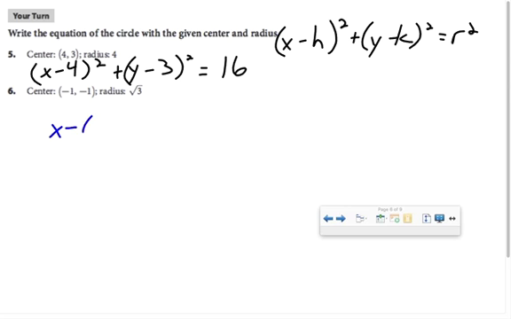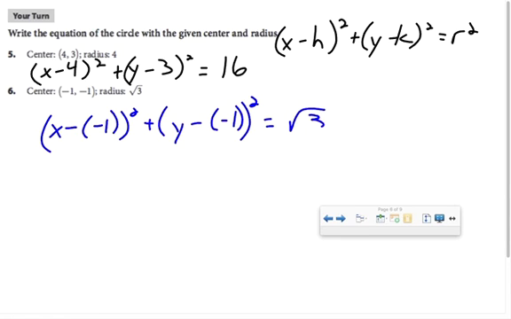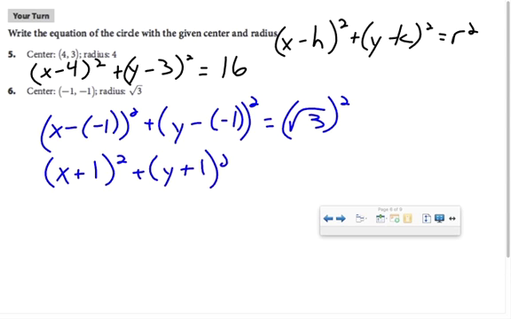Part B, I have (x - (-1))² + (y - (-1))² = (√3)². Cleaning this up, I have (x + 1)² + (y + 1)² equals the square root of 3 squared, which would be the square root of 9, which is just 3.